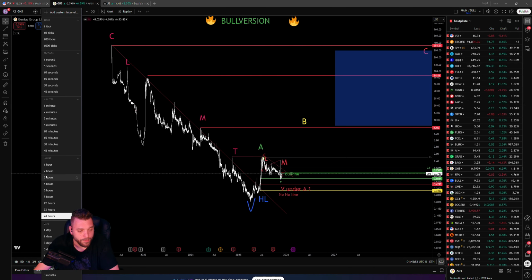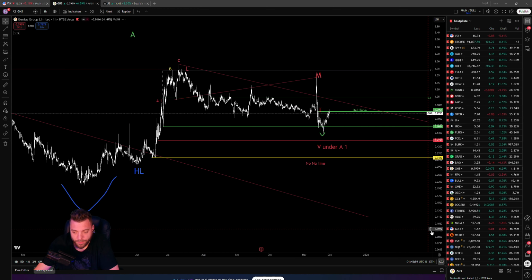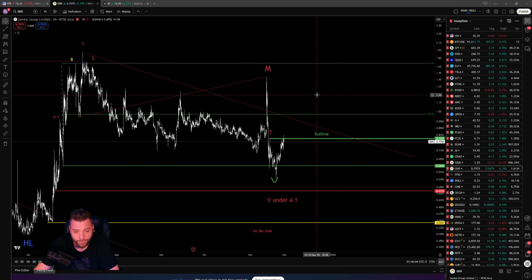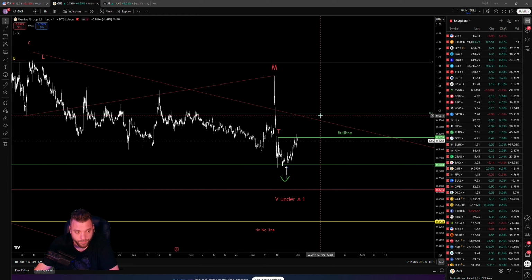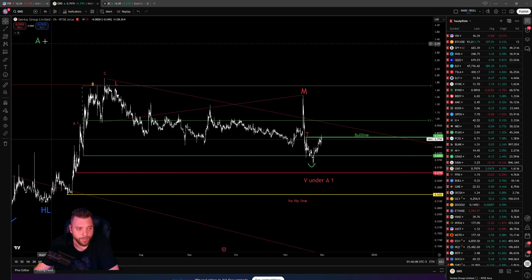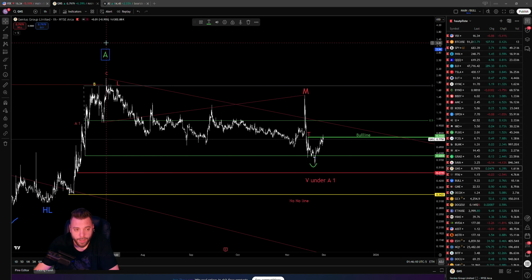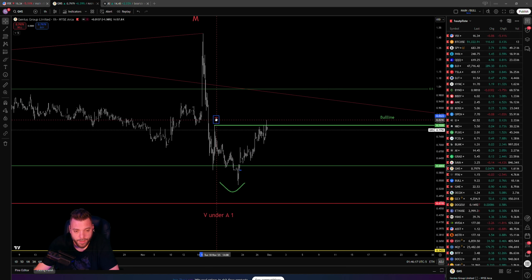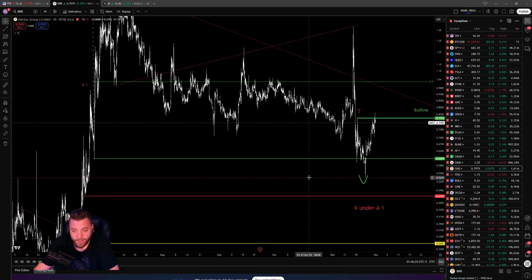Okay, so how far are we in the pullback of A? So, two versions, bullish and bearish. For the bullish version, we finished with the A pullback. We have our A, C, lower high, midpoint, very small M, and that's why this very small T is also working. For this, we already did our V and A.